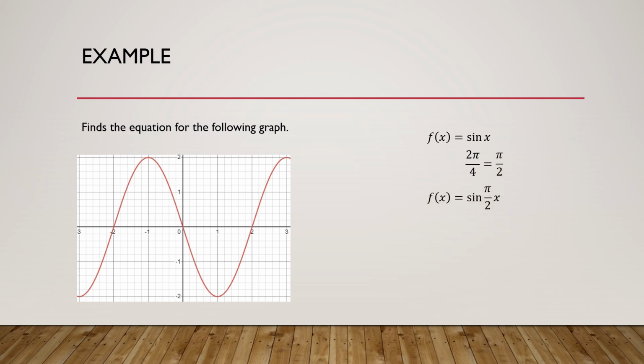The range of this graph is from -2 to +2, meaning the amplitude is 2, which goes in front of the sine function. Then note that from 0, the graph decreases to its minimum, meaning the graph is a negative of the sine function. This gives us our final answer. F of x is equal to -2 sine pi over 2 times x.